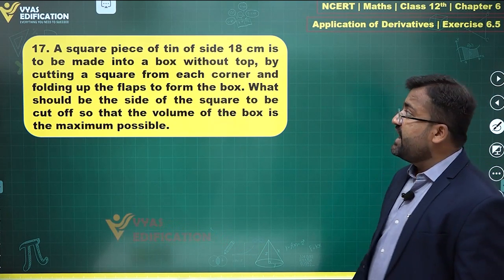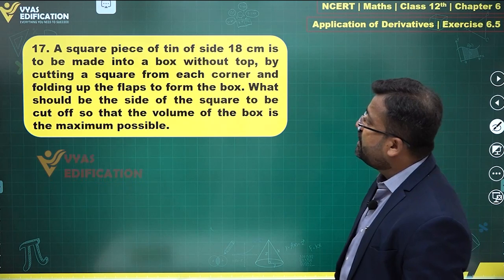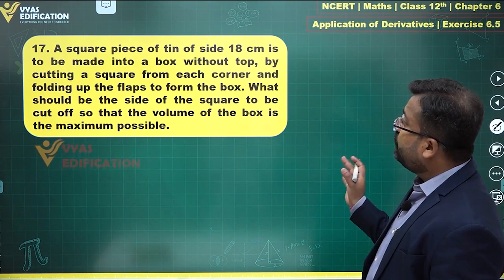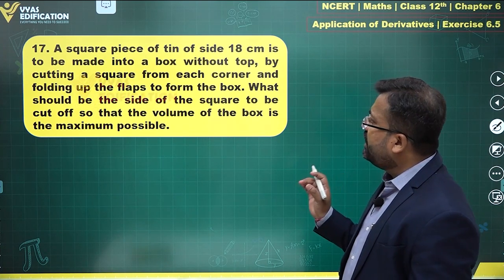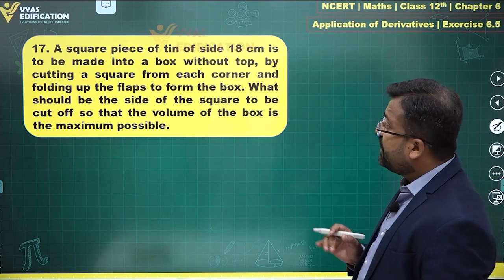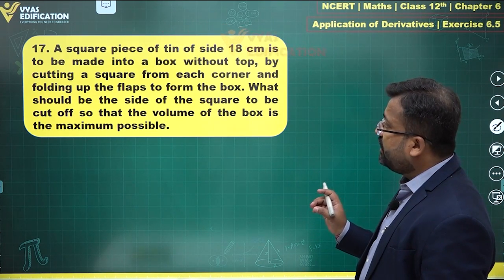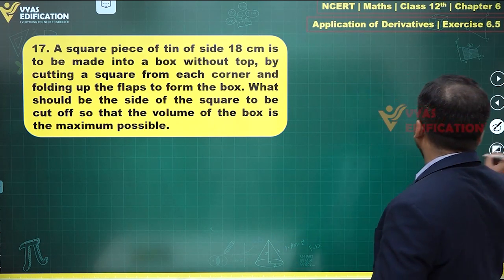The 17th question says a square piece of tin of side 18 centimeter is to be made into a box without any top, by cutting a square from each corner and folding up the flaps to form a box. What should be the side of the square to be cut off so that the volume of the box is the maximum possible? We're interested in the volume of the box.